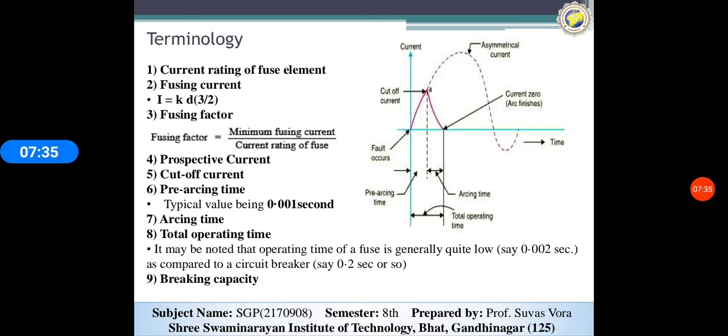Now the fusing factor. You can see the basic definition of this: the ratio of the minimum fusing current to the current rating of the fuse.